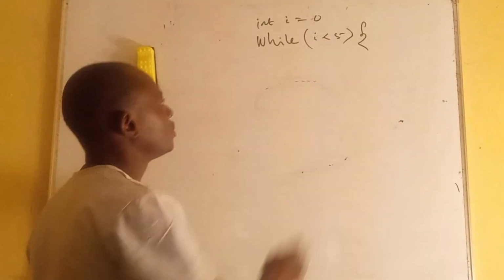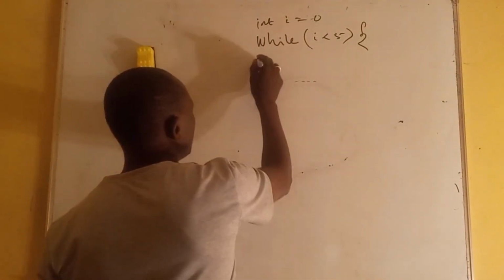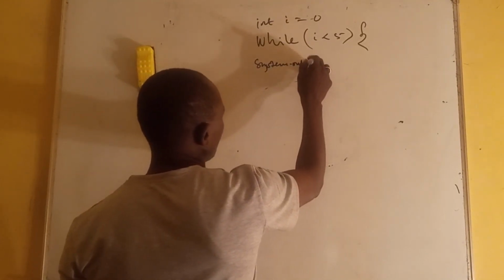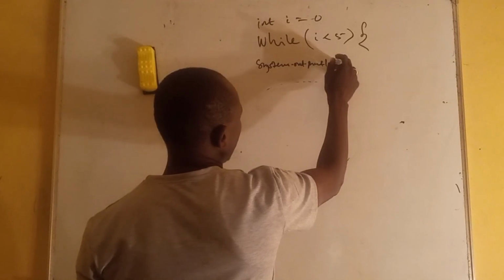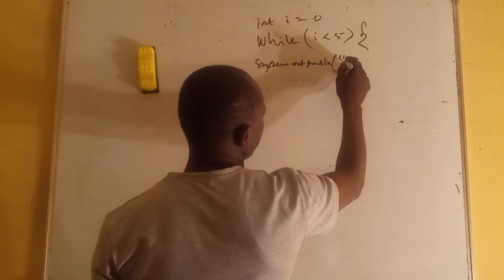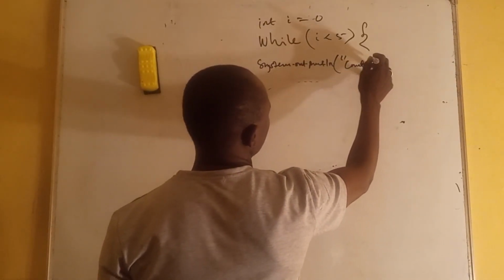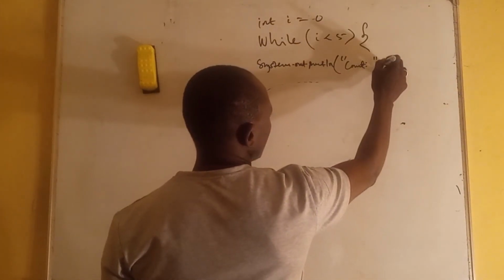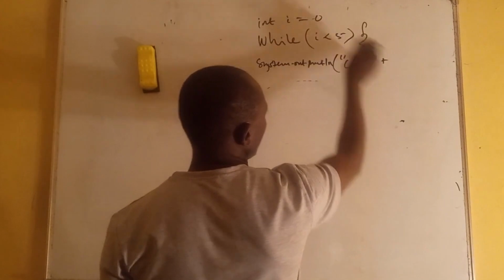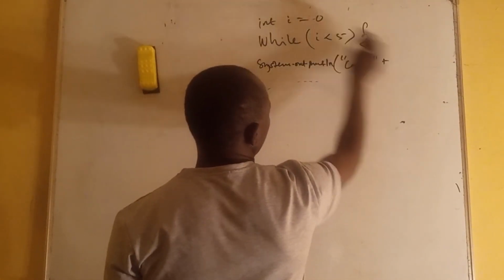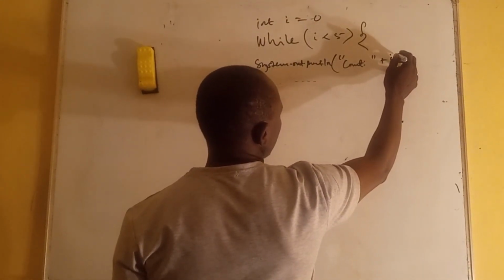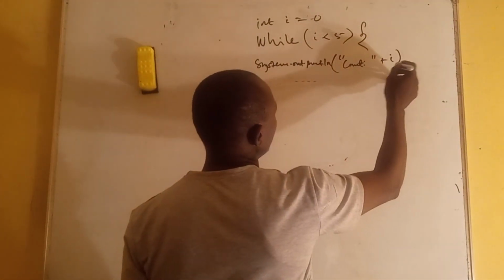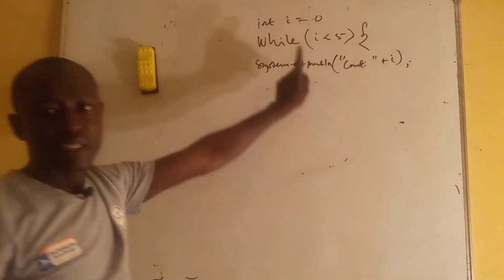So our curly braces is open here. We say System.out.println, then it will print "count: " in double quotes. Now you concatenate it with your i. Are you together? With your i. So you end this statement here.